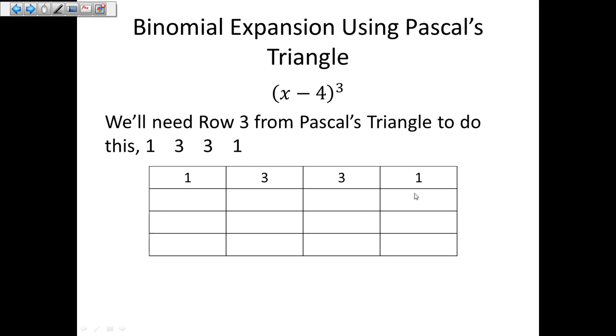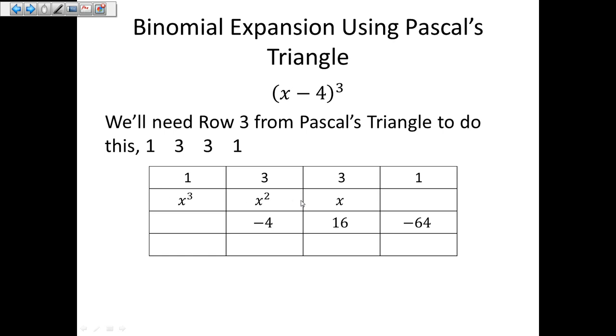This second row is going to be made from this x. I'll show you how to make it in a second. This third row is going to be made from this minus 4. Now my answer is going to appear in this bottom row. This is going to be my answer right here. So let's talk about how to fill in the rest of this table.